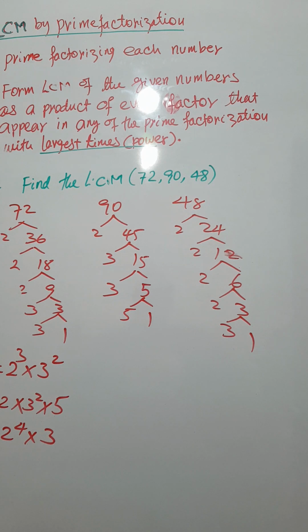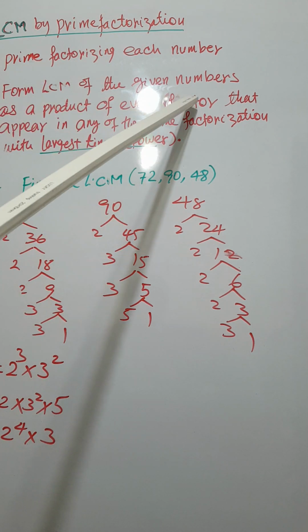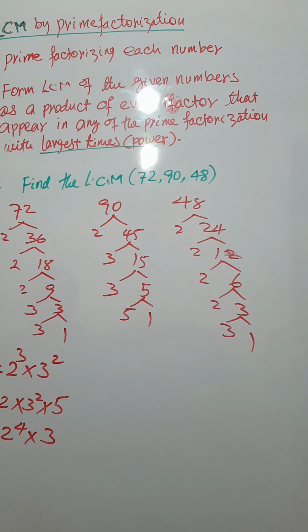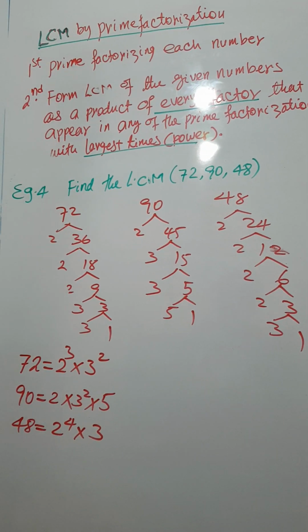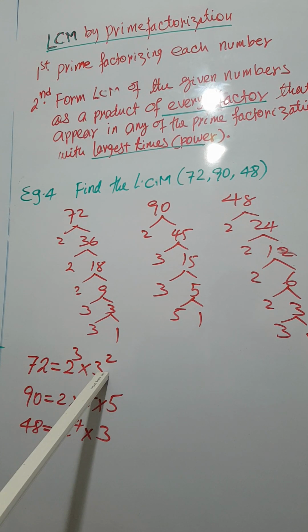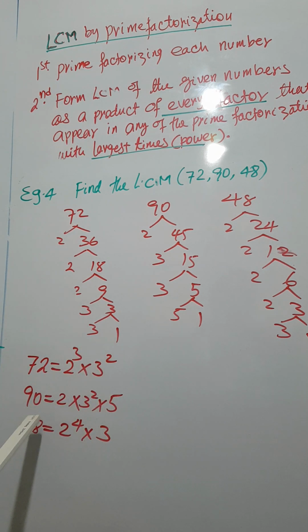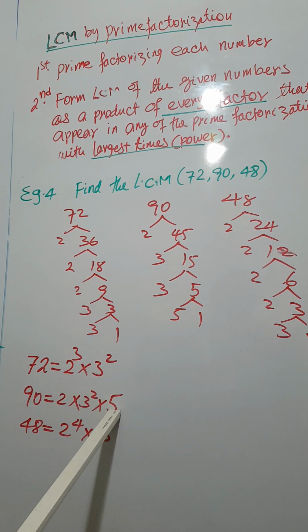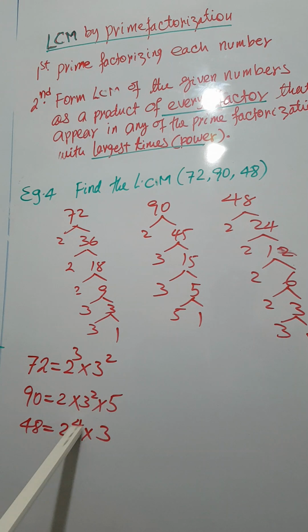The numbers are factorized. Then the second step is forming the LCM of the given numbers as a product of every factor. Do not forget this. Every factor that appears in any of the prime factorizations with the largest times. Let's see the factors that appeared here. The factors of 72 are 2 and 3 with different powers. The factors of 90 are 2, 3, 5. And the factors of 48 are 2 to the power of 4 and 3.